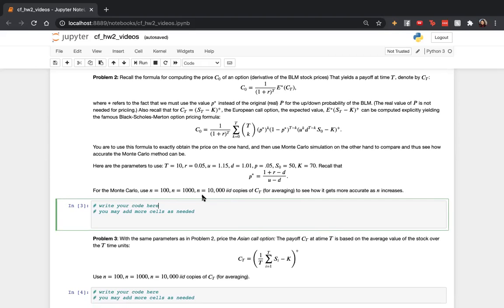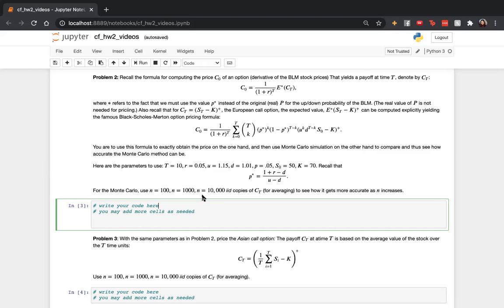Also recall that CT, and then we have another equation, the European call option, the expected value, and another equation, can be computed explicitly yielding the famous Black-Scholes-Merton option pricing formula. There's a big formula right after that, which we'll go more in depth about. You are to use this formula to exactly obtain the price on the one hand, and then use Monte Carlo simulation on the other hand to compare and thus see how accurate the Monte Carlo method can be.